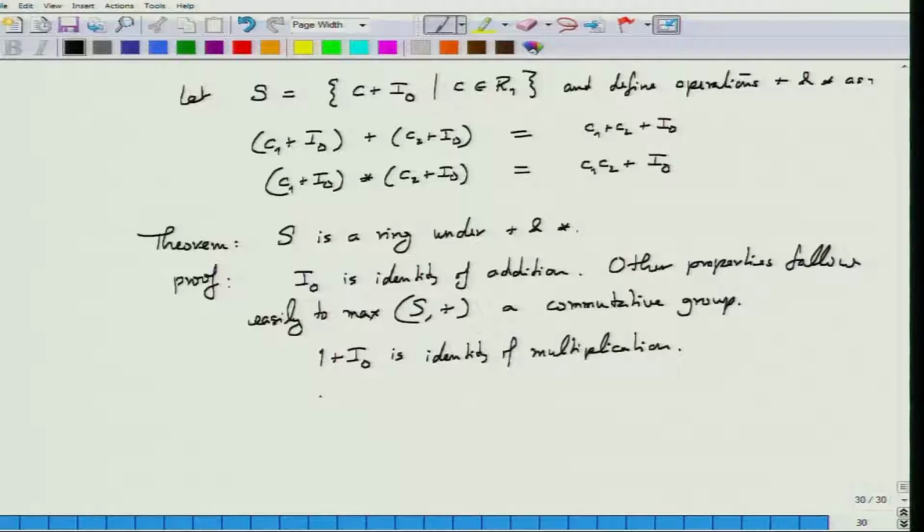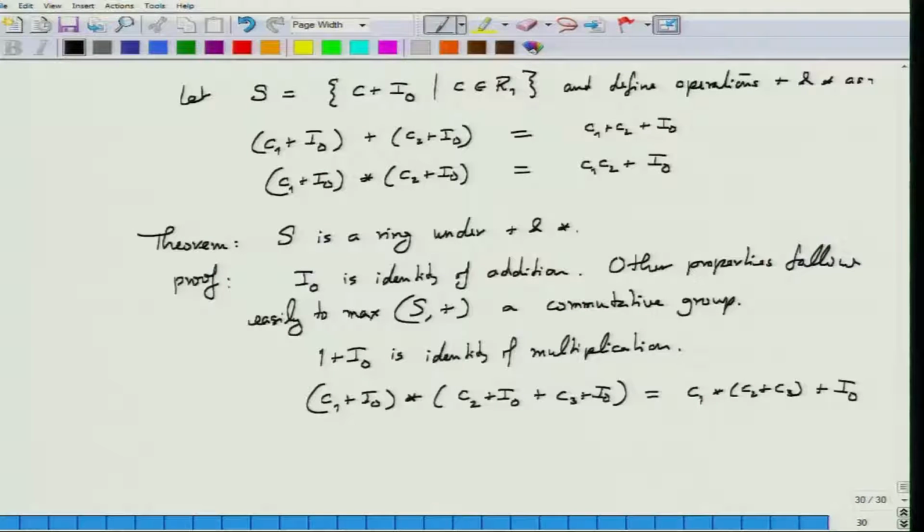You see that, let's see, C1 plus I naught multiplied with C2 plus I naught plus C3 plus I naught. This is equal to, and then this is the same as, the heart of all of this.